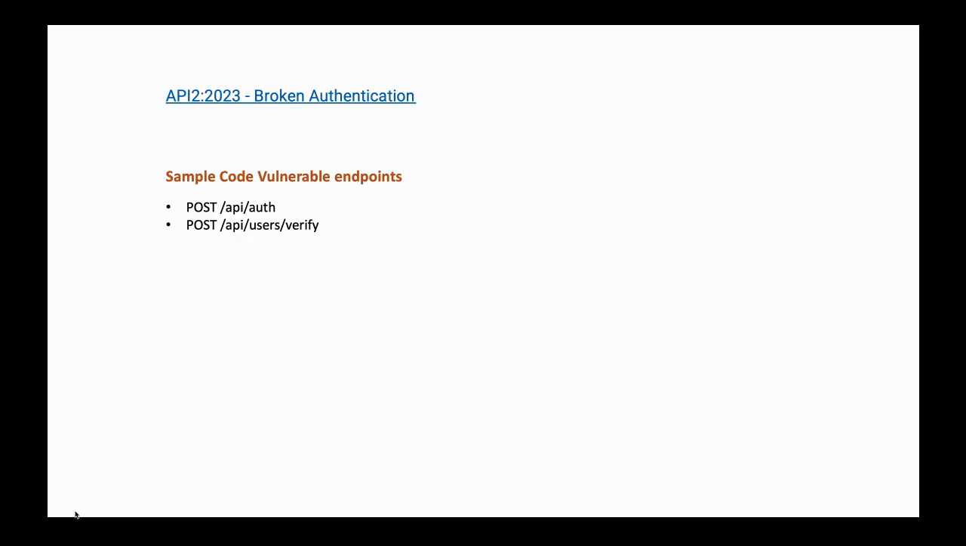So in our sample code, we are going to look at some of the examples related to broken authentication vulnerability. We will identify them, understand their impact, and then fix them. We are going to focus mostly on the JWT token authentication process, how it's created, how it's verified, and then we will also look at some of the endpoints, API auth and API users verify, to understand how broken authentication can impact your application. So let's go to our application code.